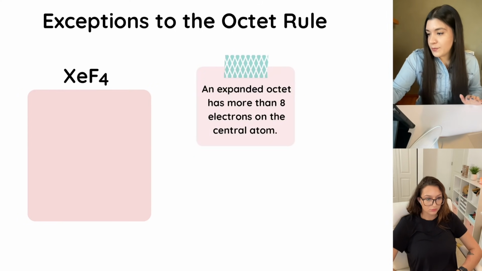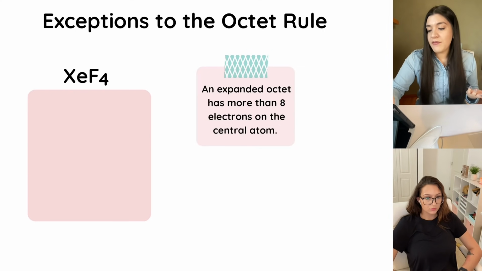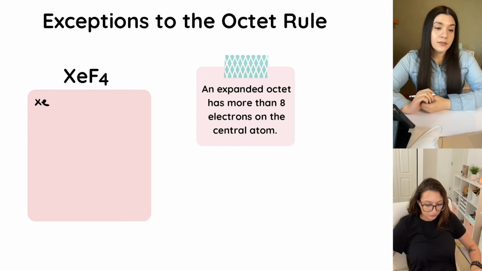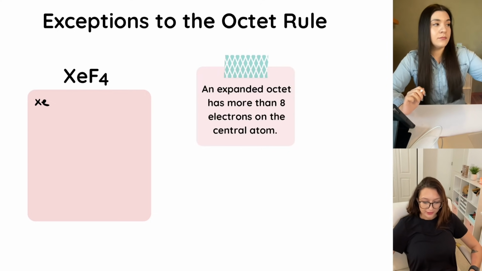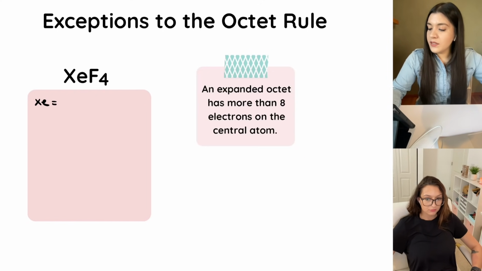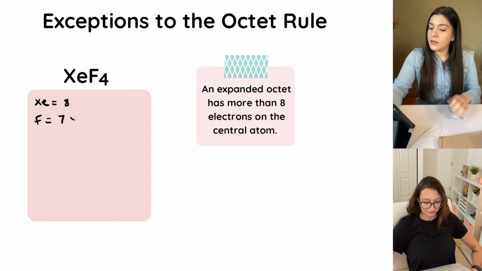So here's an example for an expanded octet. Let's just look at how many valence electrons we have again. For xenon, how many valence electrons does that have? It has 8. Good. What about fluorine? 7. Perfect.